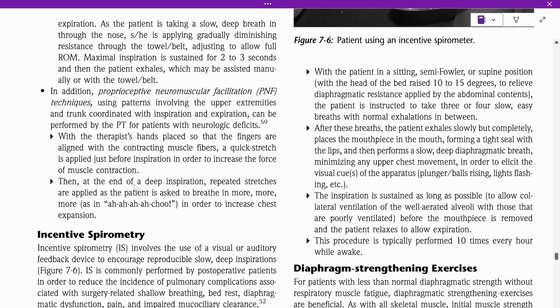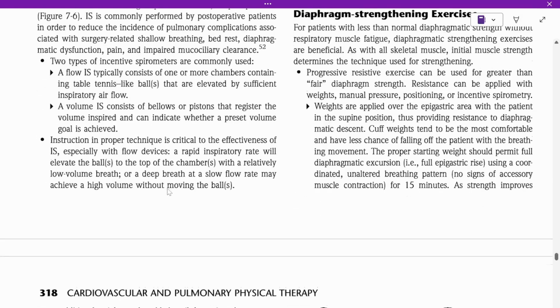Then at the end of deep inspiration, repeated stretches are applied as the patient is asked to breathe in more in order to increase chest expansion.